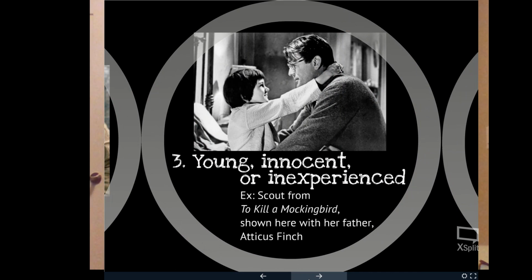Next, we have the young, innocent, or inexperienced. For example, Scout from To Kill a Mockingbird, shown here with her father, Atticus Finch. Is this person reliable to talk about the ways of the world? Should we trust them? Probably not if they don't have a lot of experience, right? You're not going to come up to me and expect me to teach you math. I would not be reliable in that instance. Okay?